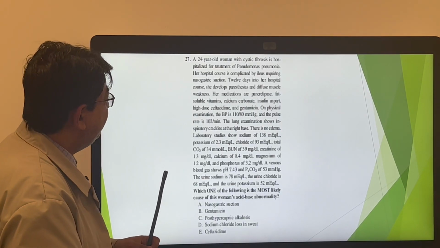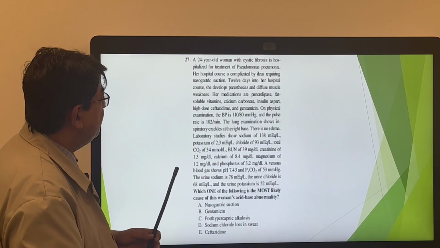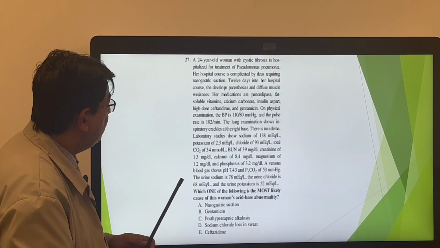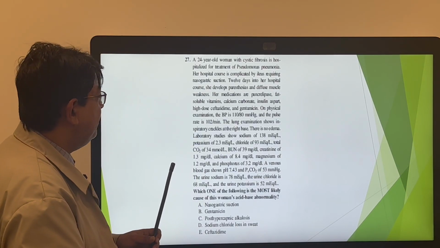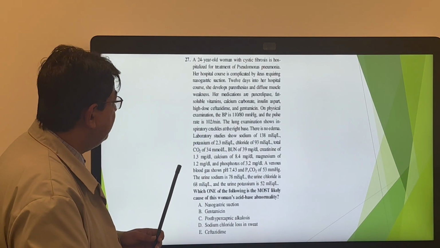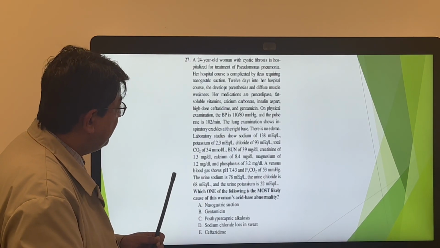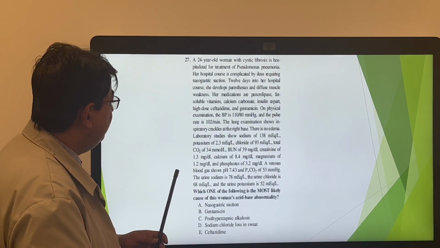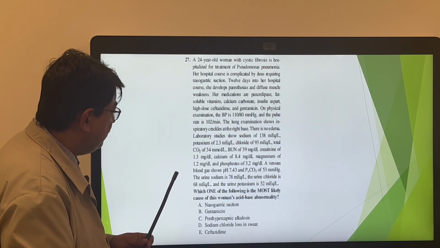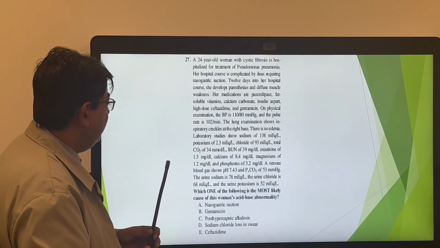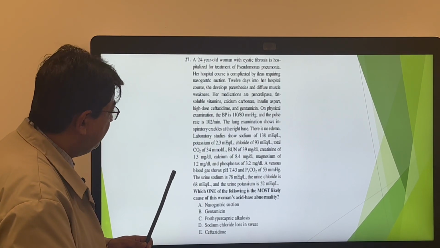A 24-year-old woman with cystic fibrosis is hospitalized for treatment of Pseudomonas pneumonia. Her hospital course is complicated by ileus, requiring nasogastric suction. Twelve days into her hospital course, she develops paresthesias and diffuse muscle weakness. Her medications are pancrelipase, fat-soluble vitamins, calcium carbonate, insulin aspart, high-dose ceftazidime, and gentamicin. On physical examination, the blood pressure is 110/80, and the pulse rate is 102 per minute. The lung examination shows inspiratory crackles at the right base.